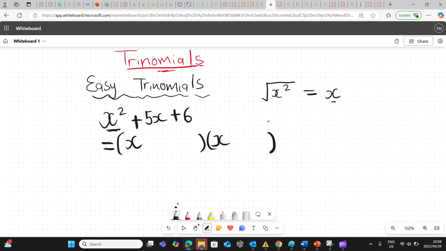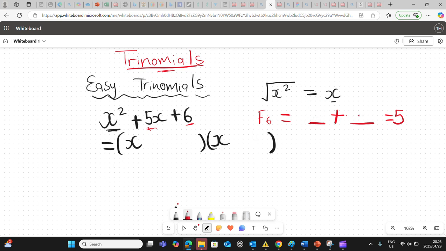So now you've gotten the first part, and the next part is that we're looking for factors of 6. These factors of 6 are obviously going to multiply to give you 6, but we need them to add to give me the positive 5 that you see in the middle coefficient. So whatever factors we get of 6, they need to add to give me a positive 5.